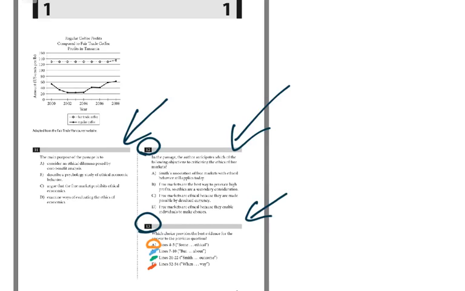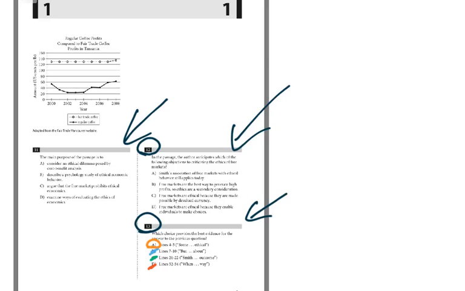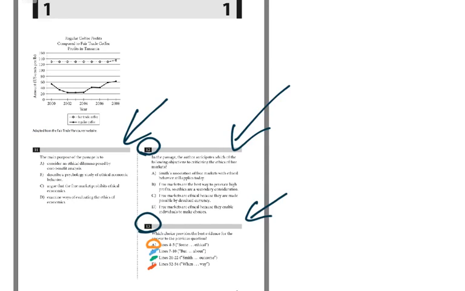Okay, so let's remind ourselves what line 4 and 5 says. Again, 4 and 5 says, some argue that because the free markets allow for personal choice, they are already ethical. What does that mean? Well, that means because you have choice, it is already ethical. So let's see which choice coincides with that. A, Smith's association of free markets with ethical behavior still applies today.